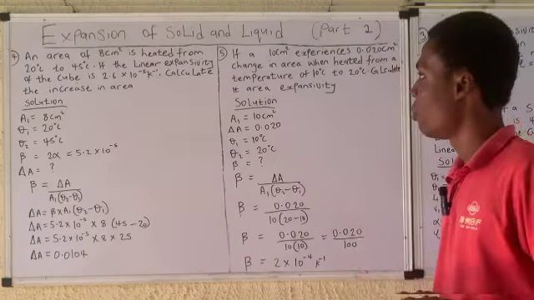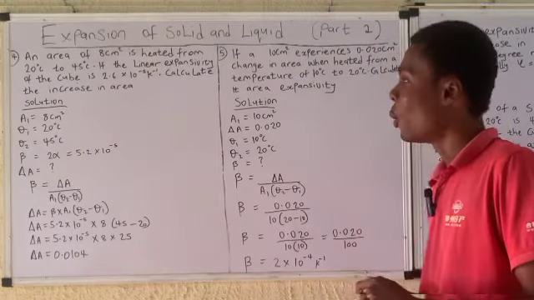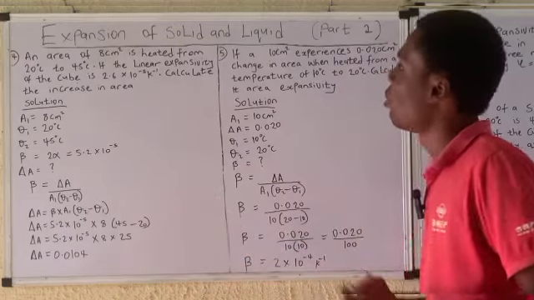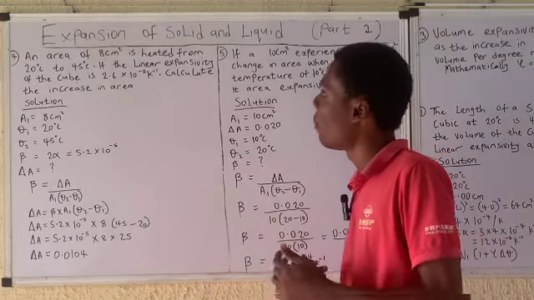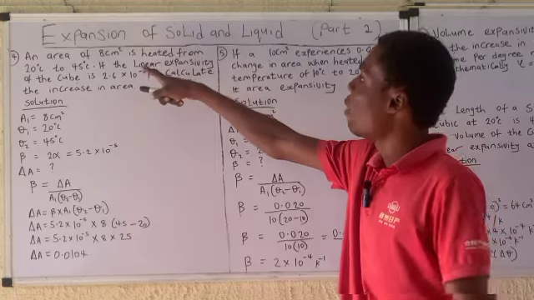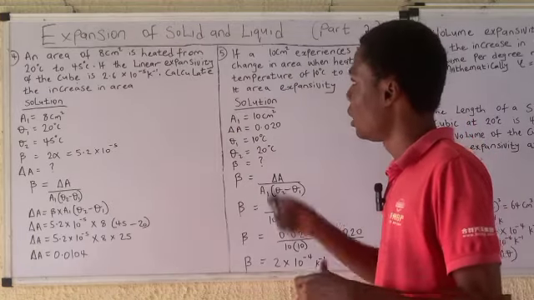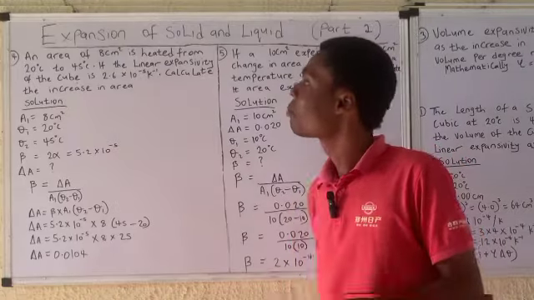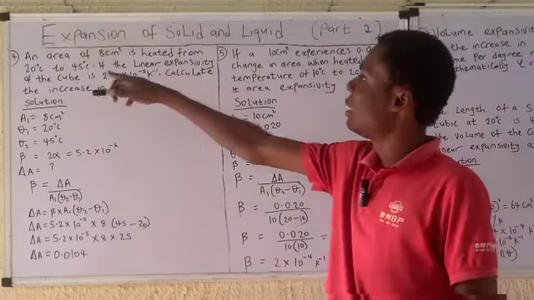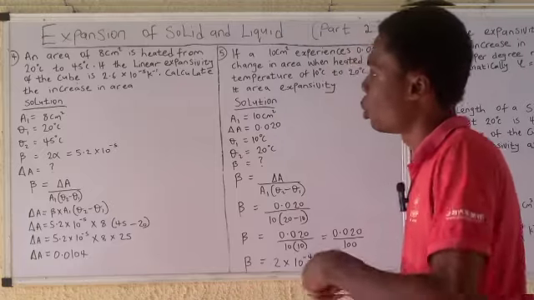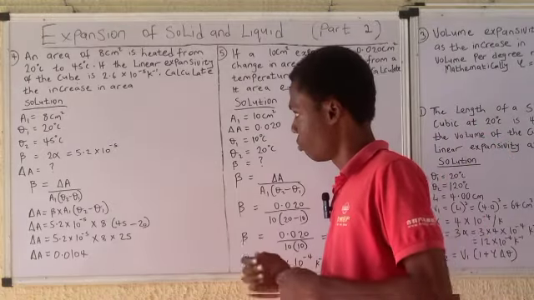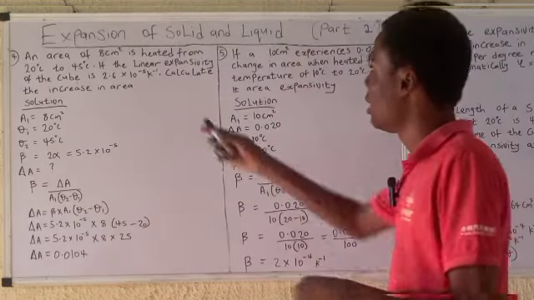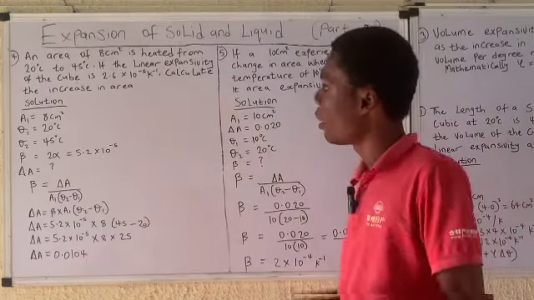Now, like I said before, when we calculate any question under expansion or expansivity, we have to bring out the parameters. From our question, they said an area of 8 centimeter square. We'll take that as our initial area, which we have here. It is heated from 20 degrees Celsius to 45 degrees Celsius. We take that as our initial temperature and final temperature, which we have here. Then the linear expansivity of the cube is 2.6 times 10 raised to the power minus 5.